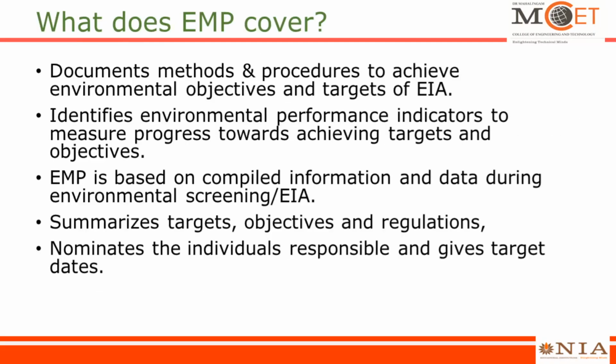So what does this EMP cover? First of all, it documents methods and procedures to achieve environmental objectives and targets of EIA. It identifies environmental performance indicators to measure progress towards achieving the targets and objectives. EMP is based on compiled information and data during the environmental screening or the EIA process. It summarizes the targets, objectives, and regulations. And last, it nominates the individuals responsible and gives target dates.